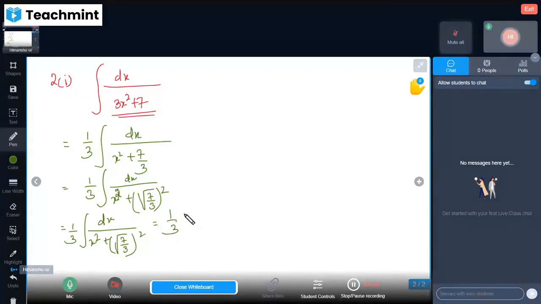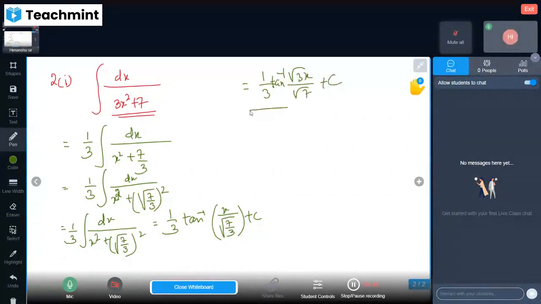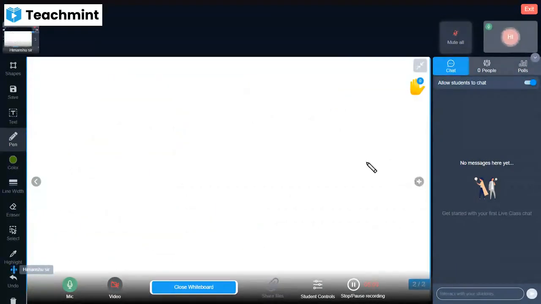So 1 by 3 tan inverse x by root over 7 by 3 plus c. That implies it is equal to 1 by 3, root 3x upon root 7, of tan inverse, plus c. And this is your answer. Very easy. Just convert this into the formula form and then apply the formula to get your answer. Hope you have understood. Let's try a different one.